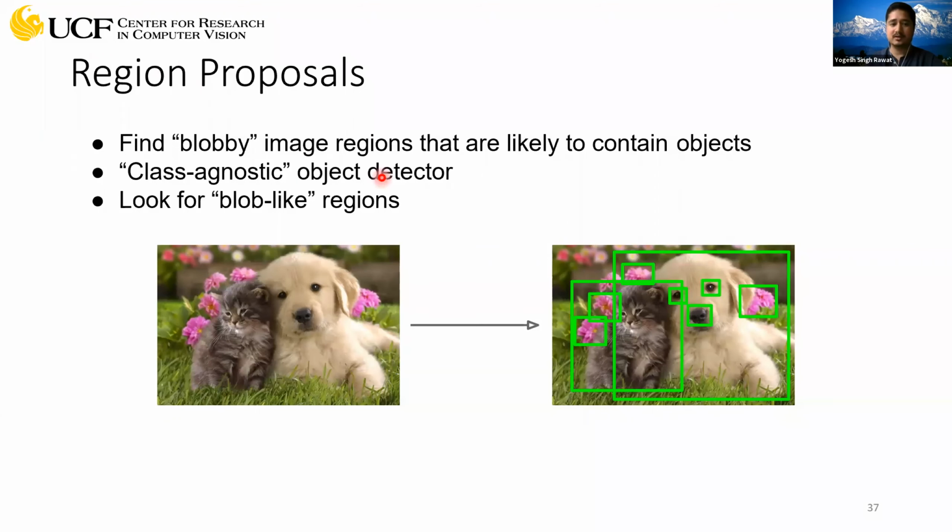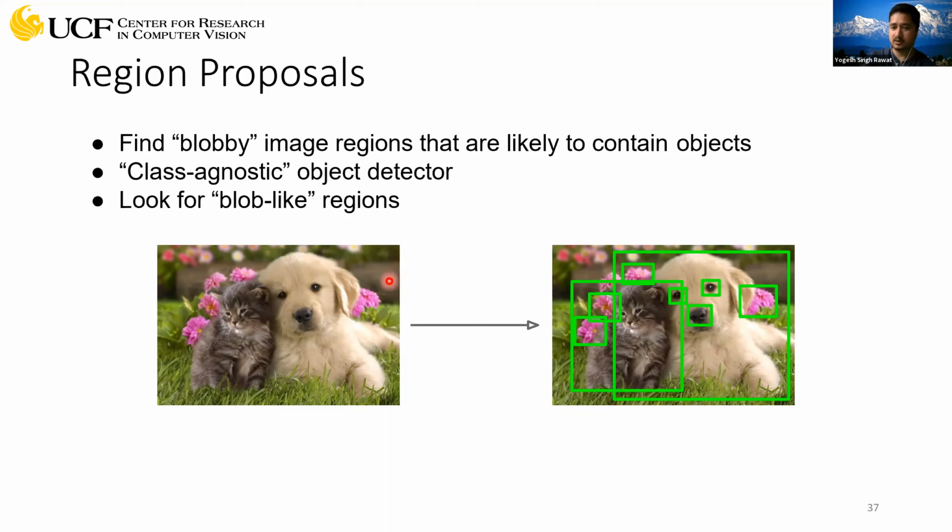And the goal here is to look into blobby regions, which I think the Harris corner detector also did. There is high potential that if the region is blobby, there might be some object present. And we need a class-agnostic object detector, because we don't want to determine these proposals based on the object categories. We will detect these regions irrespective of what object is present, and that will be a more generalized solution. All right, now let's see how we do that.